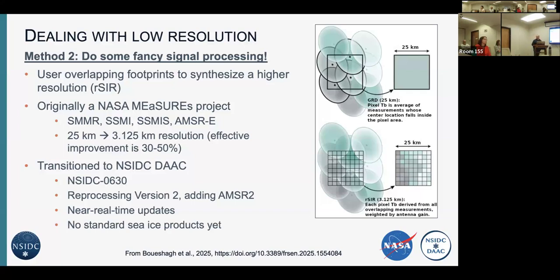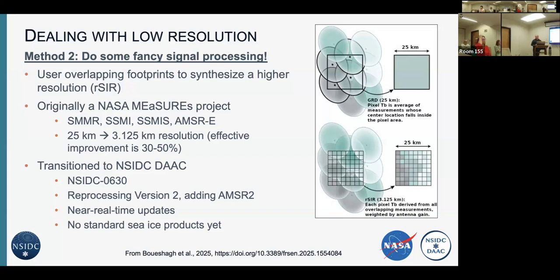And so it was originally a MEaSUREs project, which is basically a NASA funded program to make these long-term records. It basically takes the 25 kilometer to a high resolution of 3.125 kilometer. The actual improvement's about 30 to 50%, but still it's pretty significant. So that was completed several years ago now, and then it was transitioned to the DAAC. The DAAC agreed to take it over, and that turned into the product NSIDC 0630, which is currently in its reprocessing phase for version 2, which is adding some new brightness temperatures and adding AMSR2 specifically. And then we'll be doing near real-time updates.